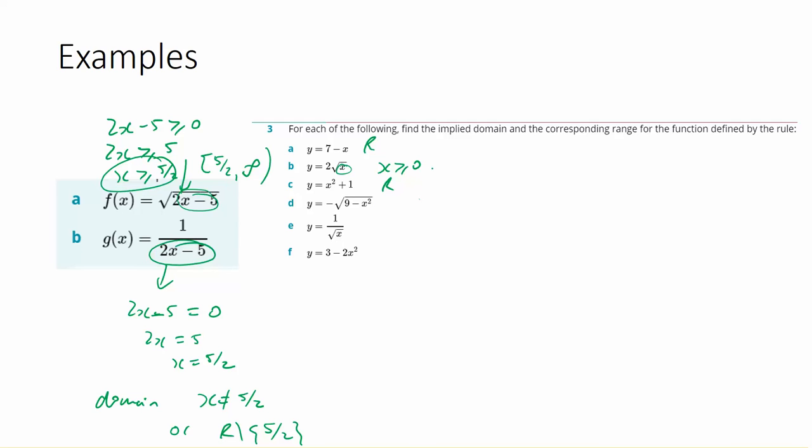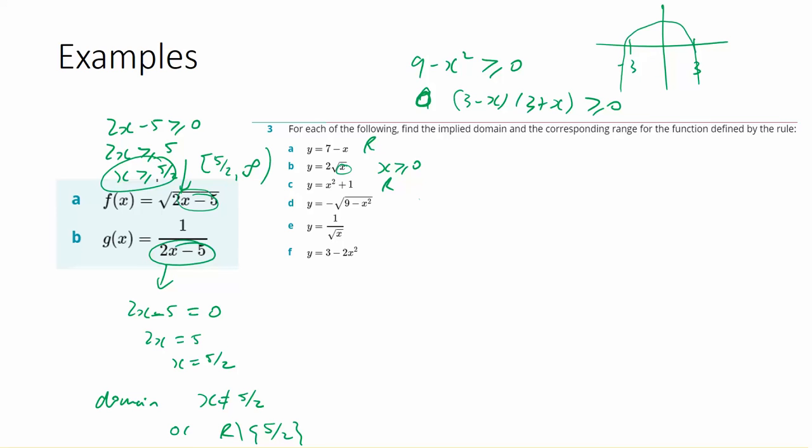For this one, we've got 9 minus x squared has to be greater than or equal to 0. Now I need to factorize this. So we've got 3 minus x times 3 plus x greater than or equal to 0. You're going to draw a graph. It's going to be a frown. You've got negative 3 and 3. So when is the graph greater than or equal to 0? When x is between, so you want this region, x is between negative 3 and 3. So x is between negative 3 and 3.